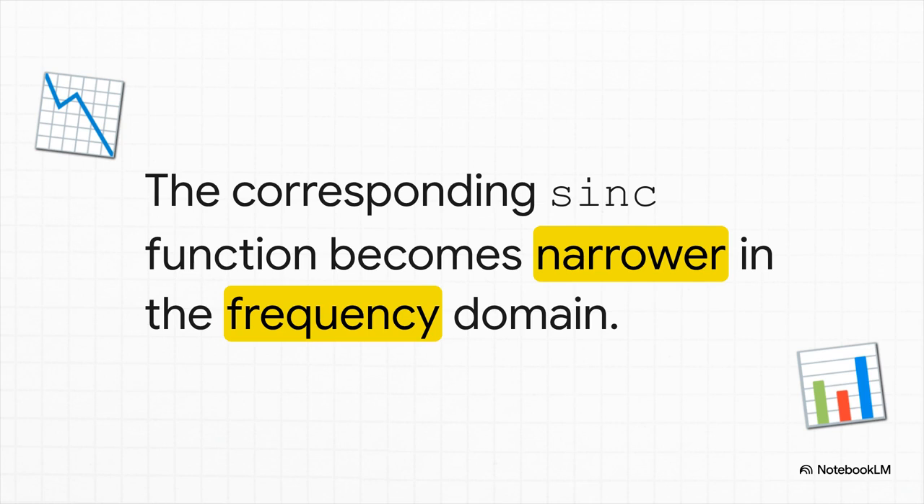This is a basic trade-off baked into the universe. Slower, simpler signals need less frequency real estate, which is what we call bandwidth. Faster, more complex signals need a lot more bandwidth. It's a trade-off you can't escape.